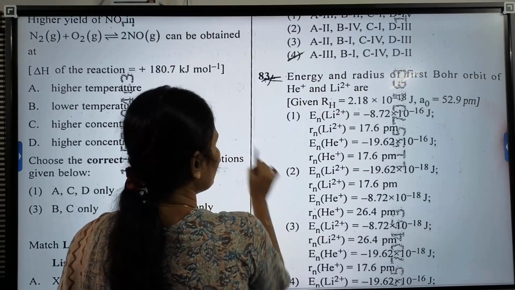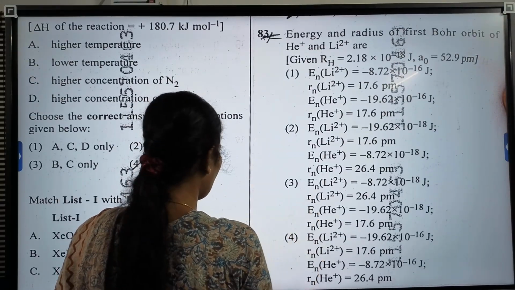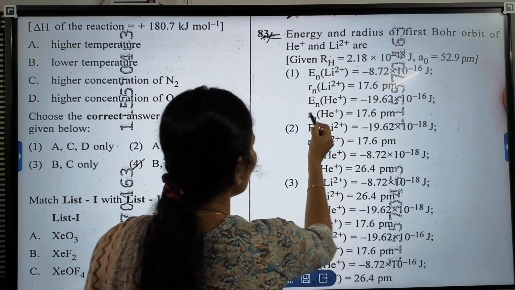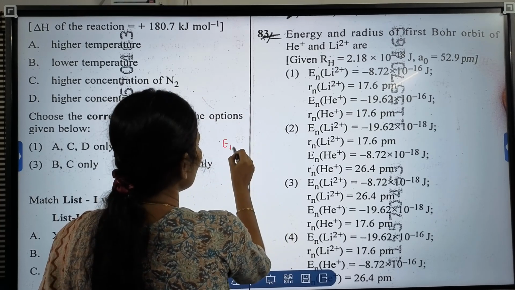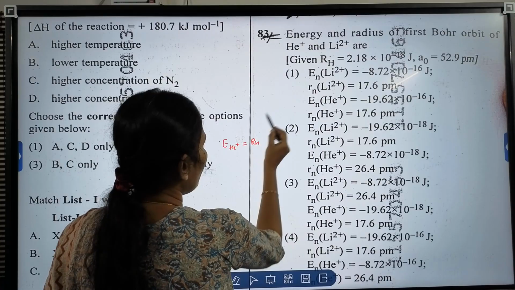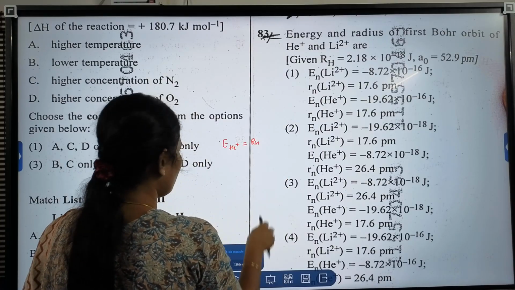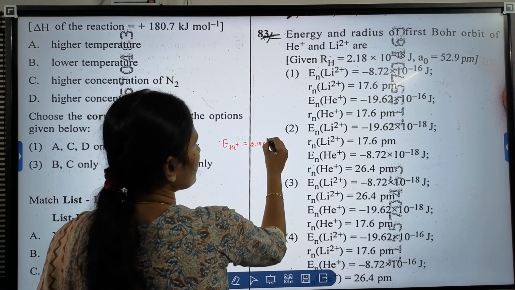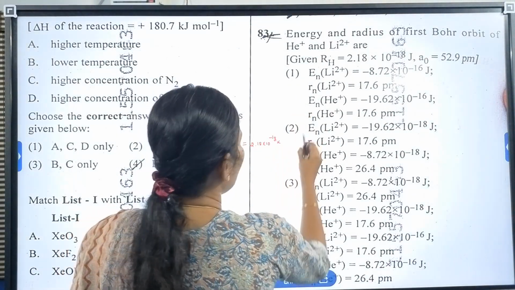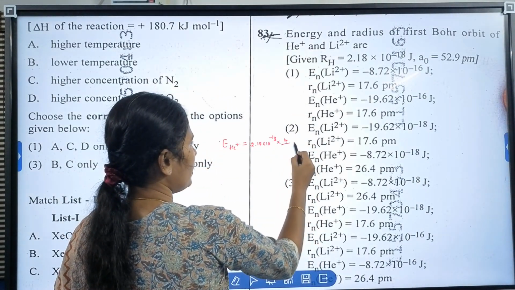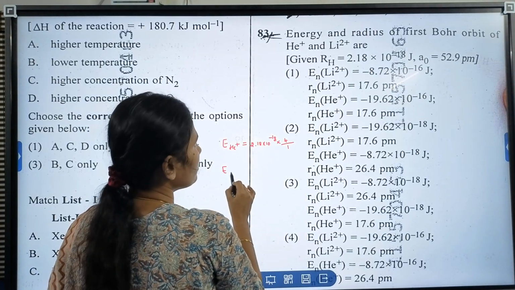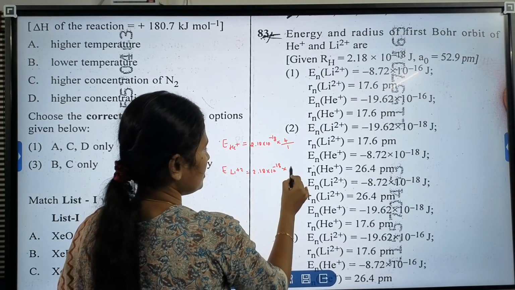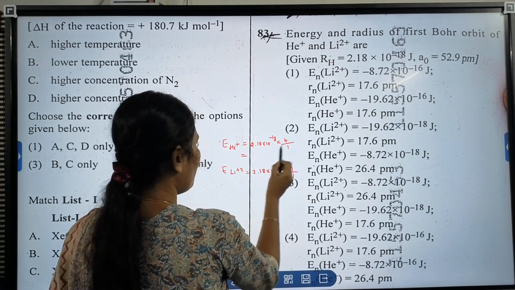Energy and radius of the first Bohr orbit. Actually, here the options may be confusing, but easily you can do it. Simply apply the formula, whether it is radius or energy. I am going to do the energy of helium plus. So it is RH, which we can take as 2.18 times 10 power minus 18. The power is very important, right? For helium, the atomic number is 2, so it is Z square by first. And the energy of lithium 2 plus is again 2.18 times 10 power minus 18. For lithium it is 3, 3 square, 9 by 1. So if you apply, you will get 4 times.